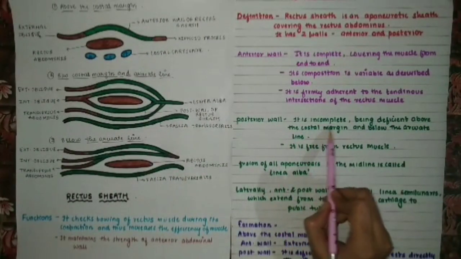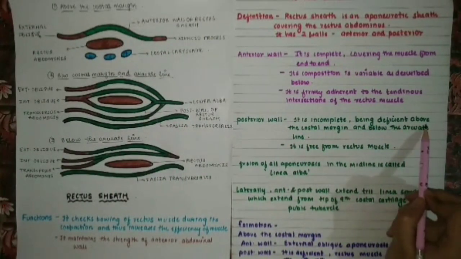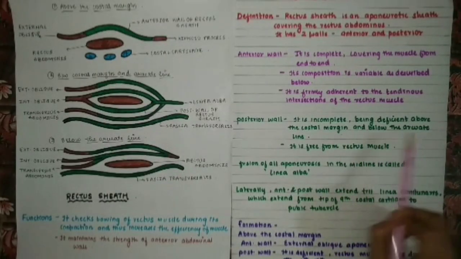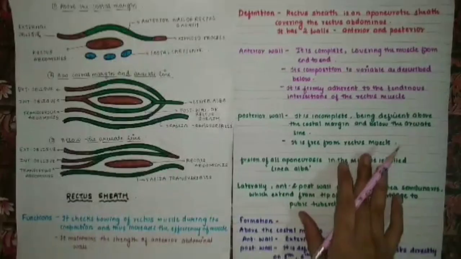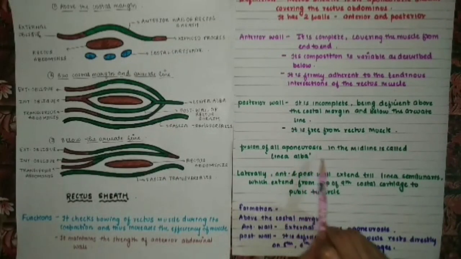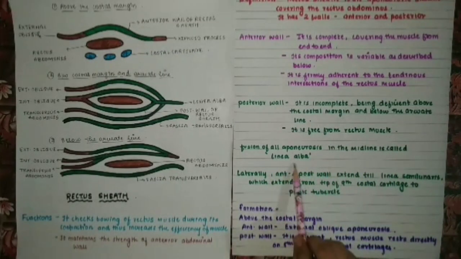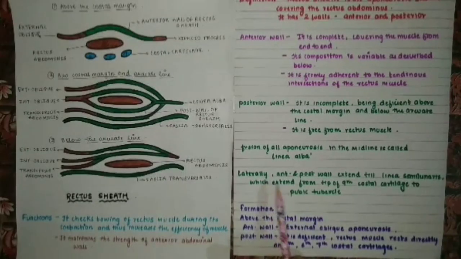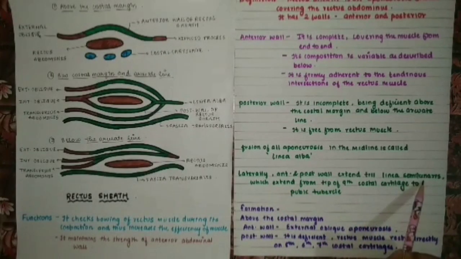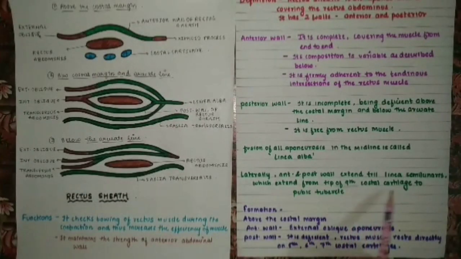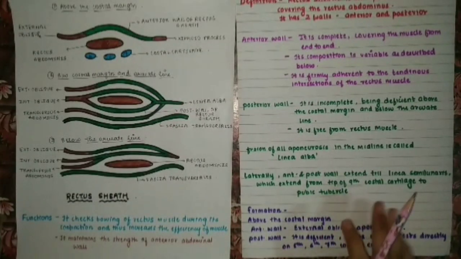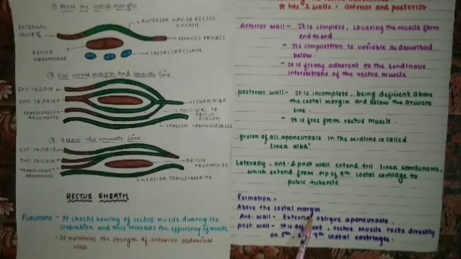Posterior wall, it is incomplete, being deficient above the costal margin and below the arcuate line. It is free from rectus muscle. Fusion of all aponeuroses in the midline is called linea alba. Laterally, anterior and posterior wall extend till linea semilunaris, which extends from the tip of the ninth costal cartilage to the pubic tubercle. Now let's see the formation above the costal margin.